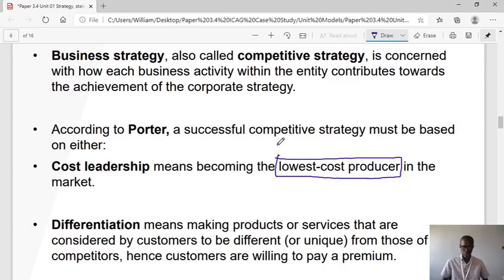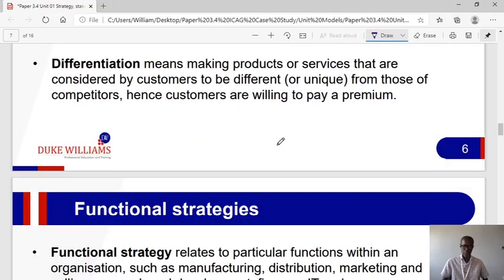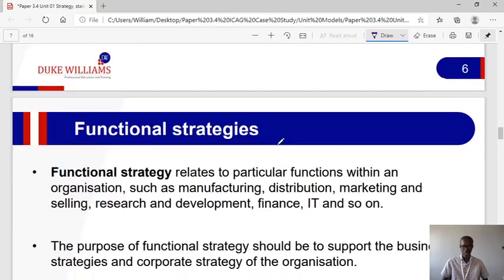And then we will turn our attention to functional strategy or strategies. And functional strategy relates to particular functions within an organization, such as marketing, administration, research and development. That is different functions within an organization and how they support the business strategy or the achievement of the overall corporate strategy of an organization. That is functional strategies.